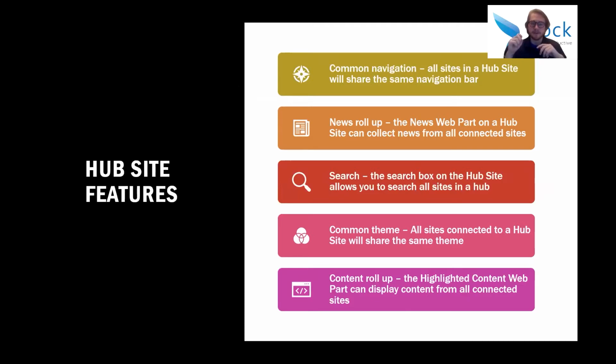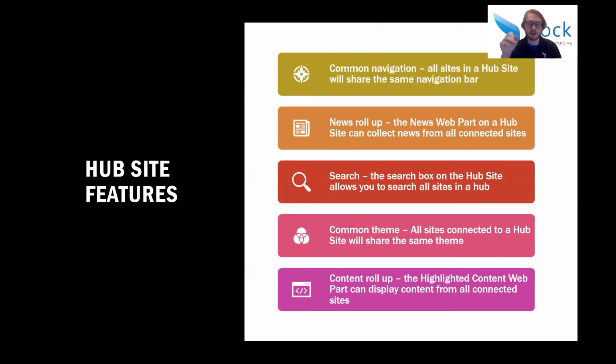Additionally, you already have access to the news web part. However, when you use the news web part on a hub site, it'll actually collect and aggregate all of the news posts and everything from the sites associated with the hub site onto that main page. So say you have 3 separate sites. One of them is your hub site, one of them is a team site, one of them is a communication site. If you create a news post on the communication site and the team site, both will show in the news web part on that hub site.